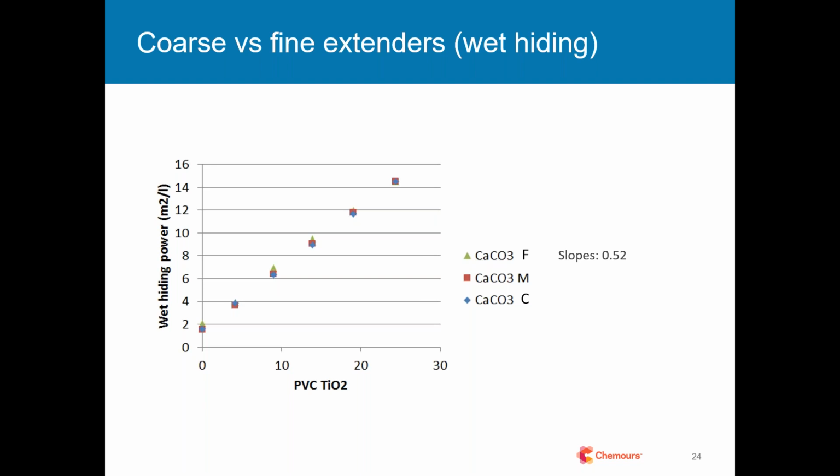And this is illustrated in a little experiment that we've done. We made a paint with no titanium dioxide, so PVC TiO2 of 0, and gradually we increased the amount of titanium dioxide, and then we measured the wet hiding power, so the hiding power in the wet stage. For each level of titanium dioxide, we made the paints with 3 different types of calcium carbonate: 0.8 microns, a very fine one, a medium-sized of about 5 microns, and a coarse of about 15 microns. But you see in the wet stage, actually, there is no difference.